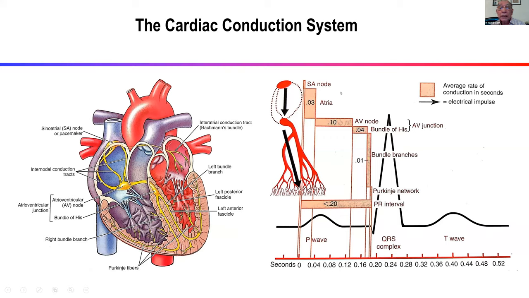So these are the tissues, and these are the speeds at which this impulse formation node traverses through the different parts of the conduction system to the ventricular muscle, and they contract. So these are the ECG formula I will discuss later.